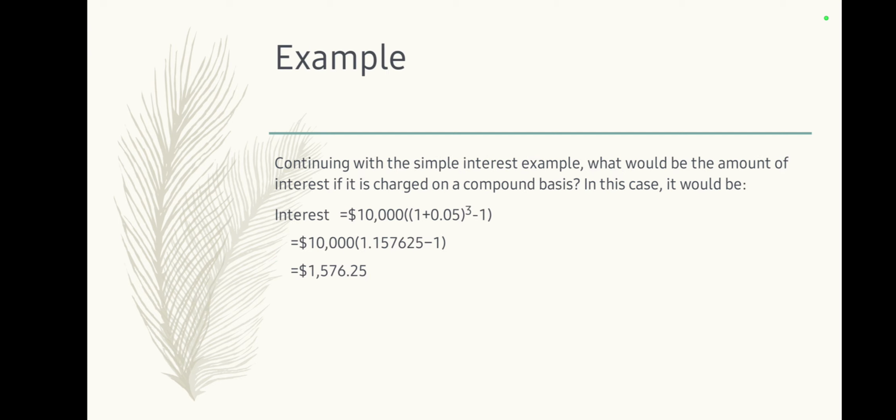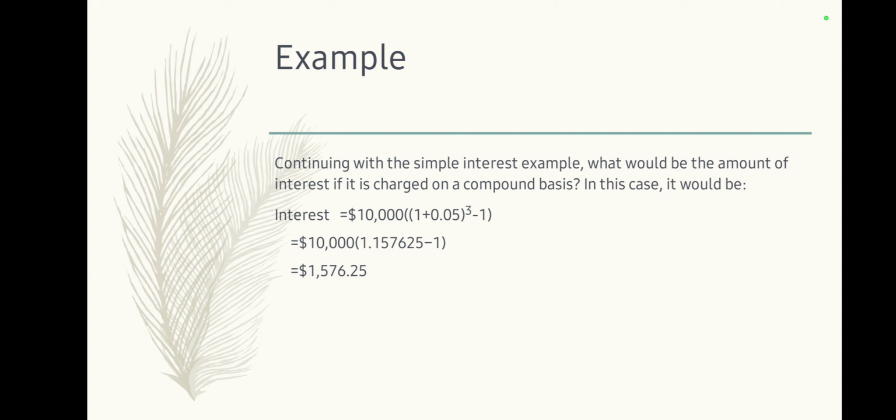For example, we will continue with the simple interest example and see what the amount of interest would be on a compound basis. In this case, our amount is $10,000, and in the formula you multiply it by 1 plus the percentage, which is 5%, raised to 3, minus 1. So it will be 10,000 multiplied by 1.16 minus 1. The total interest is 1,576.25.